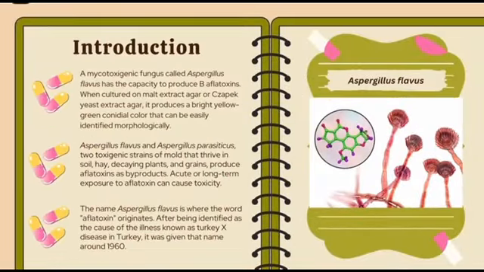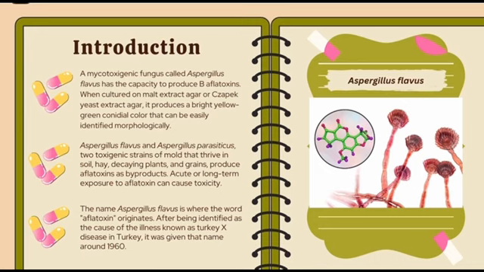Let's start by asking, what are aflatoxins? Aflatoxins are mycotoxins produced from a fungus called Aspergillus. When cultured on malt extract agar, it produces a bright yellow-green conidial color that can be easily identified morphologically. We have two strains of Aspergillus, Aspergillus flavus and Aspergillus parasiticus.